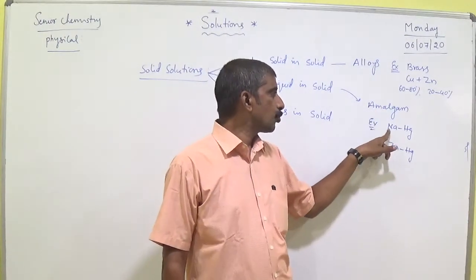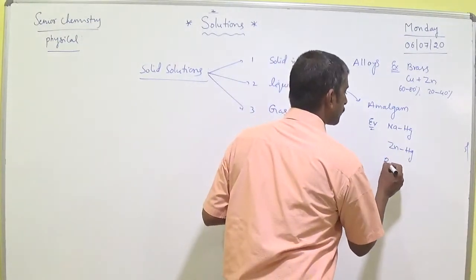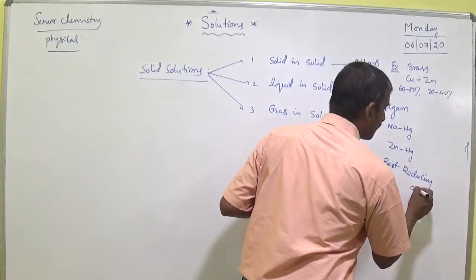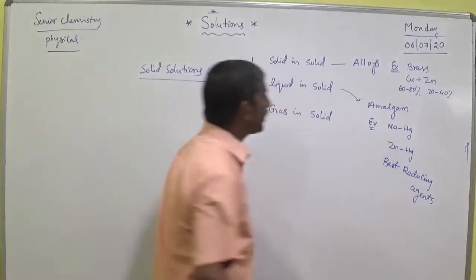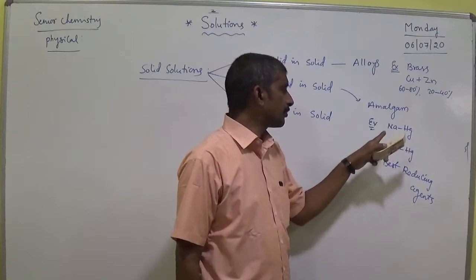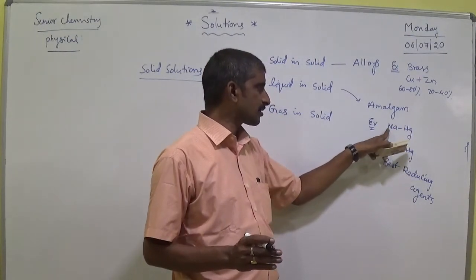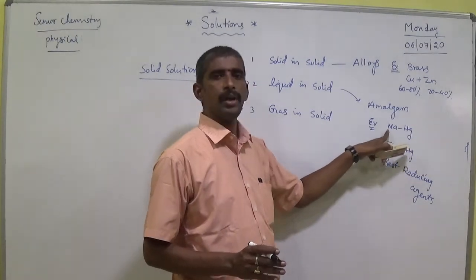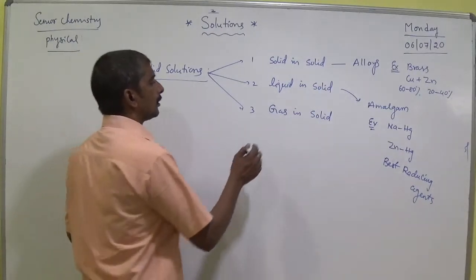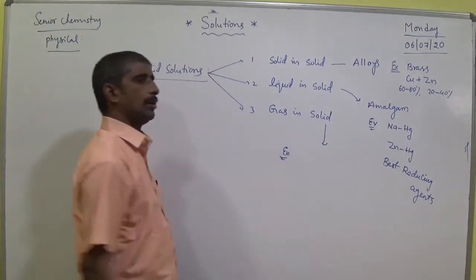Best examples, sodium amalgam and zinc amalgam. These are the best reducing agents. Amalgam is a liquid in solid, so mercury is less and sodium is more. Anyway, amalgams are which type of solutions? Liquid in solid. Next, the third one, example, gas in solid.